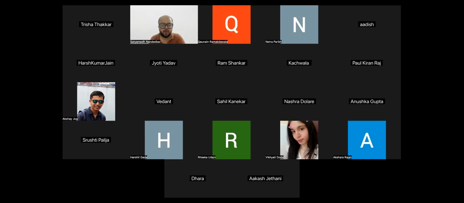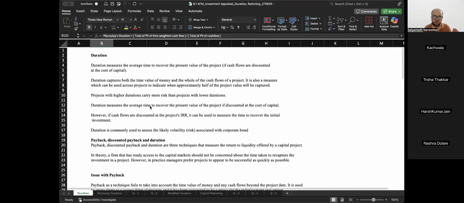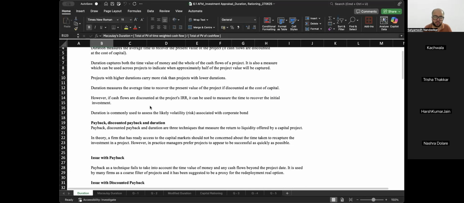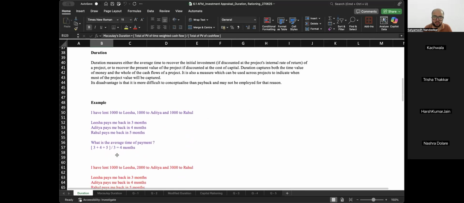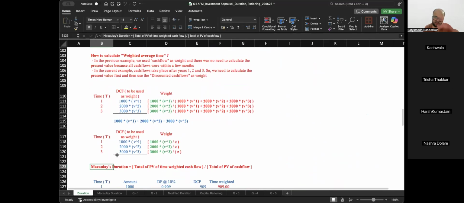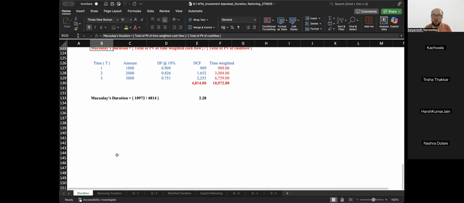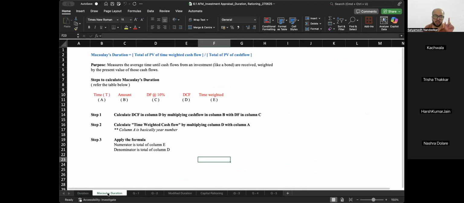Now, talking about one more aspect when it comes to investment appraisal or decision making, that is the duration. Now, how is duration calculated? Is there a formula? Yes. This is the entire story behind it. Now is not the time to go into the story. Now is the time to remember the steps for Macaulay's duration. How is it calculated? Total of present value of time weighted cash flows divided by total of present value of cash flows.